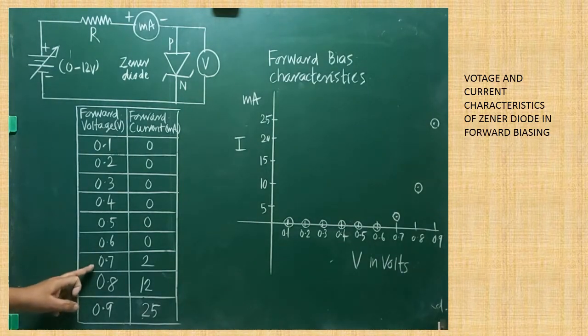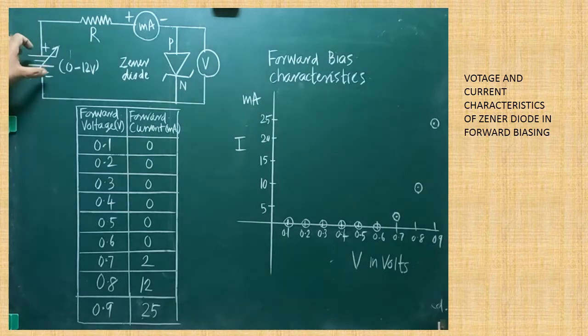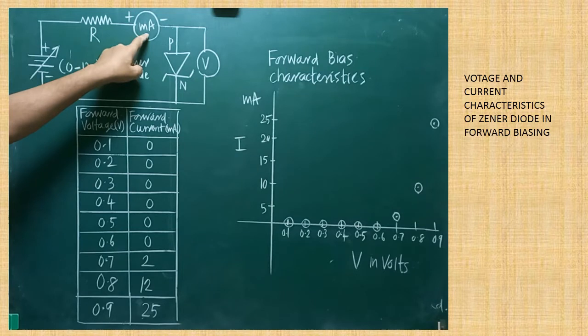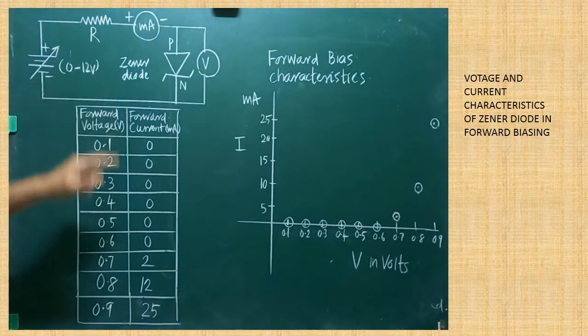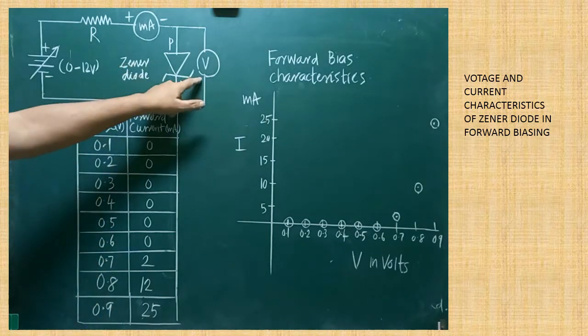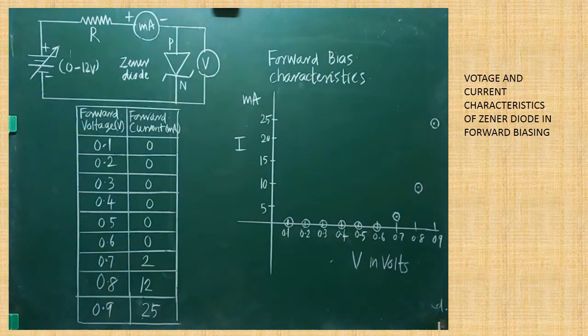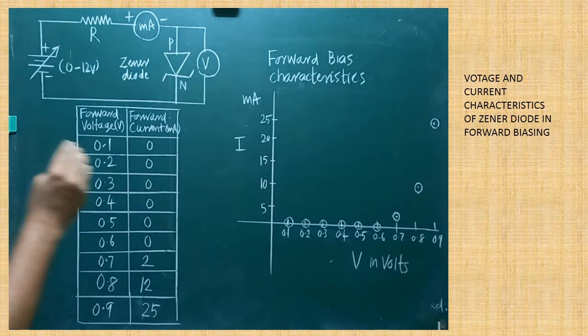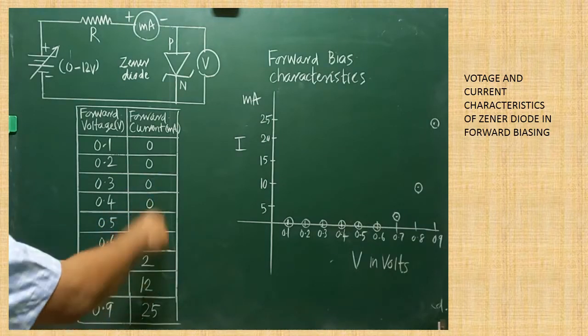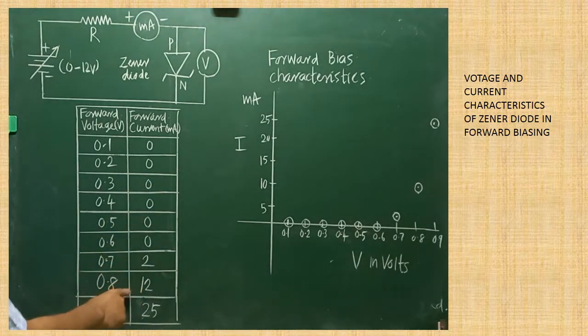As soon as it reaches 0.7, the voltage is varied, is it clear? For 0.7, the voltmeter will show 0.7 volt and some reading appears, a little amount of deflection is shown in the milliammeter. It shows 2 milliampere. For 0.7 volt, the reading shown in the milliammeter is 2 milliampere. A very small tiny current starts flowing through the Zener diode. When it is further increased to 0.8, the current starts increasing and it reaches 12 milliampere. When it is further increased from 0.8 to 0.9 volt, the current is further increased to 25 milliampere.